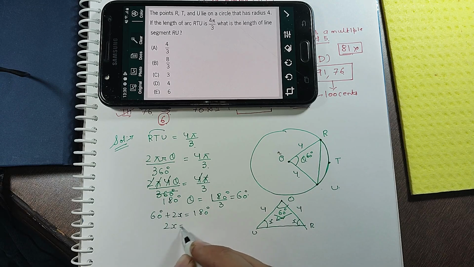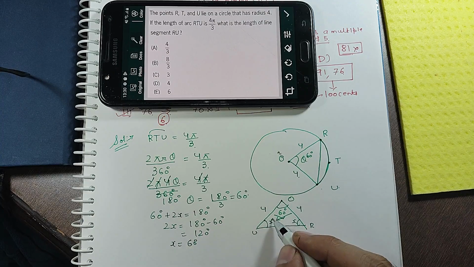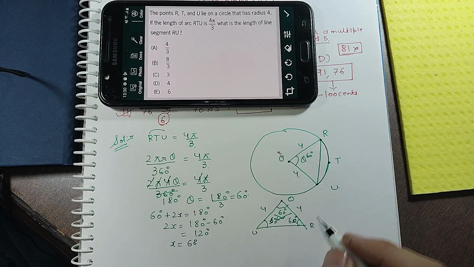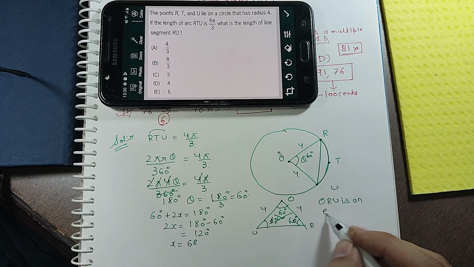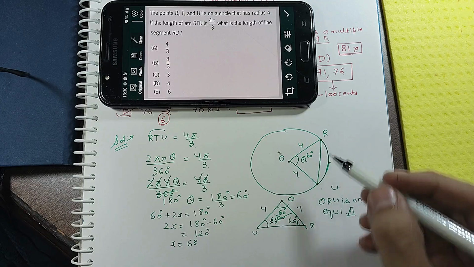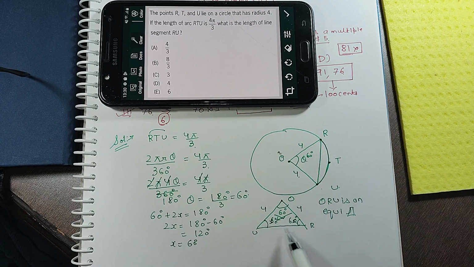From this I get 2x is equal to 180 degree minus 60 degree, or this is 120 degree, and x will be 60 degree. So that means all the angles are 60 degree. So that means triangle ORU is an equilateral triangle, right? So we need to find the value of RU. So RU in this case will also be equal to 4. So the right option for this question will be option number D, 4.